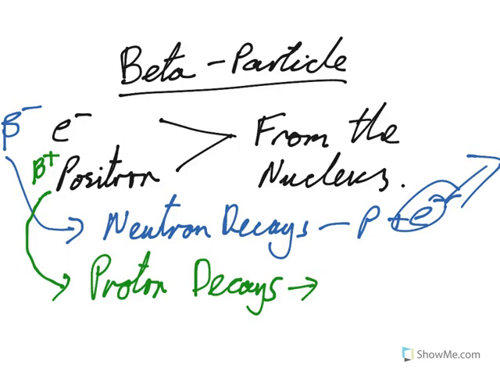Our positron, beta plus, we get when a proton decays. So if a proton decays, we end up with a neutron plus our positron, and our positron is shot out. Alright, so two types of beta particles. Most commonly we think of the electron, the beta minus, but there are two. Alright, so the charge, of course, is negative on an electron if it's a beta minus, and positive if it's a positron.